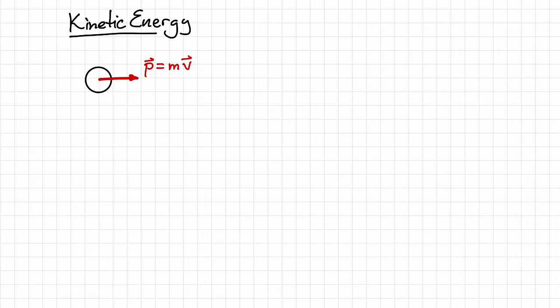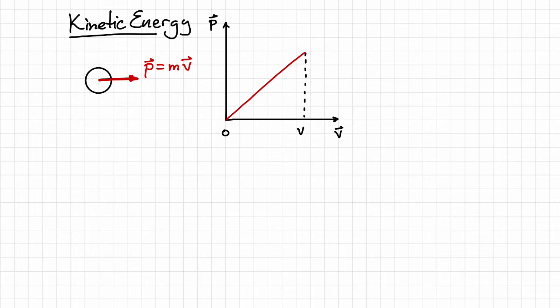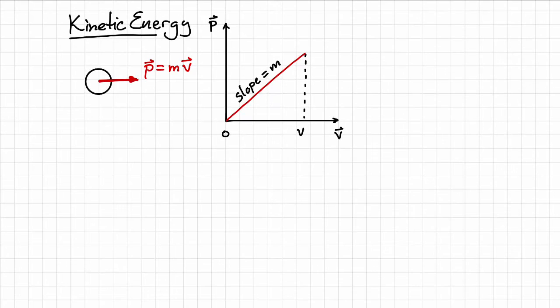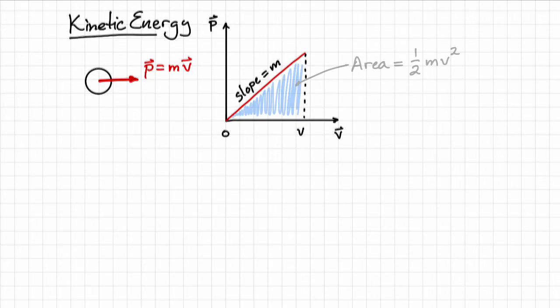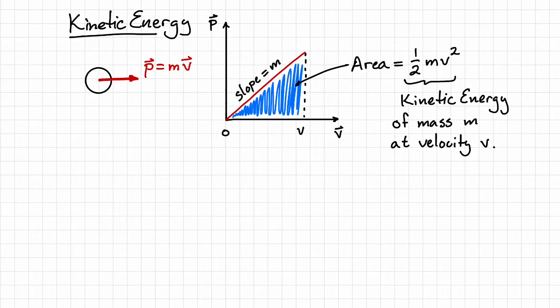Every object that's moving has a momentum, which we define to be mass times velocity. Let's plot that. On a momentum versus velocity graph, an object that's speeding up makes a curve that looks like this. The slope is the mass of the object, and the area under the curve is 1/2 times the mass times the velocity squared. This area is called the kinetic energy of the system.